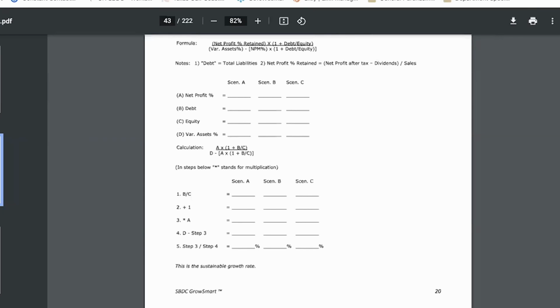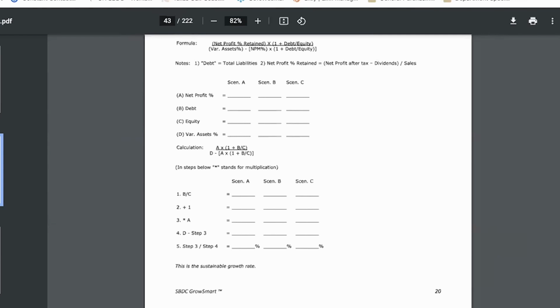Sure. So the 3 drivers, the 3 things that determine how fast we can grow our business is number 1, how profitable are we, our net profit percentage. Secondly, is how we are financing our business, debt versus equity, and more debt allows us to grow the company faster versus equity. And the third determinant of how fast we grow our business is the relationship on our balance sheet of variable assets to non-variable assets. So Luis, I'm back to you.